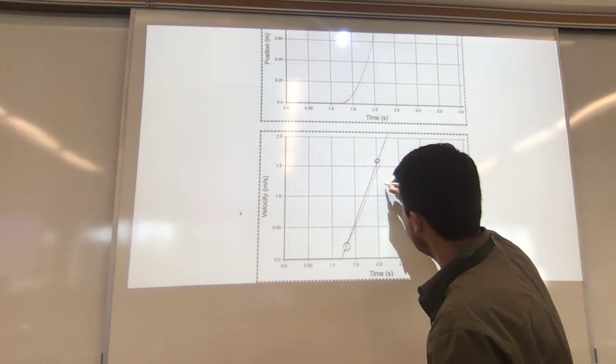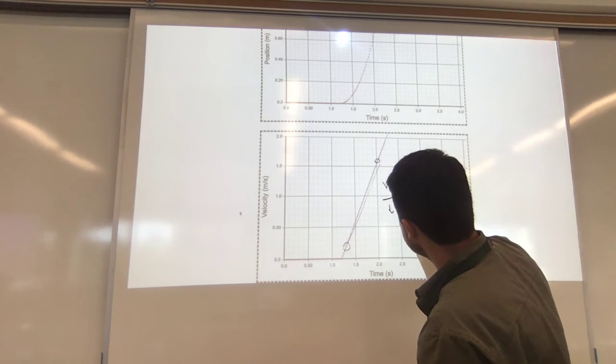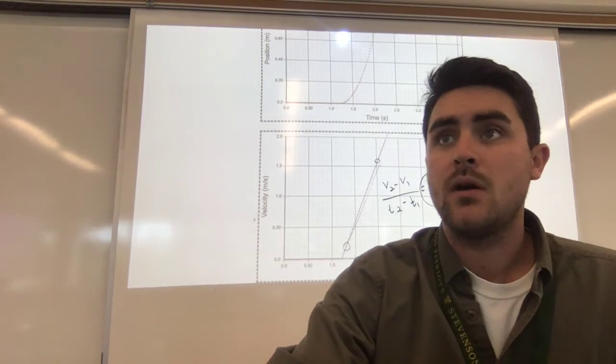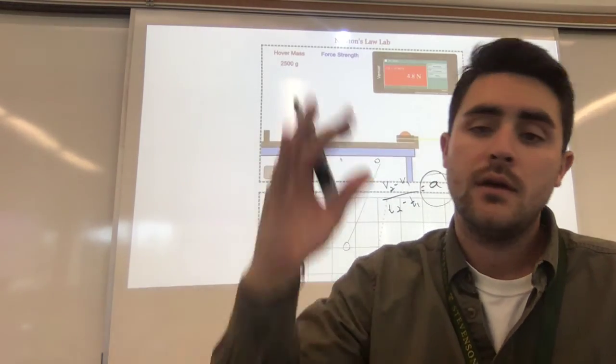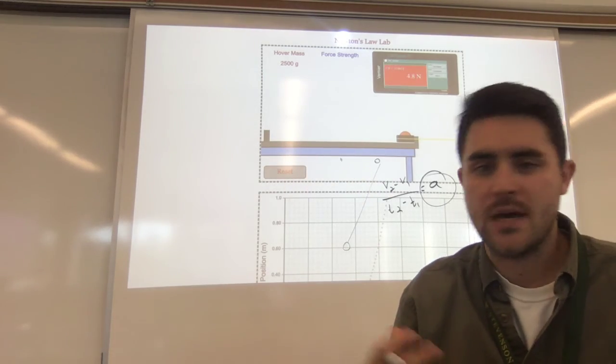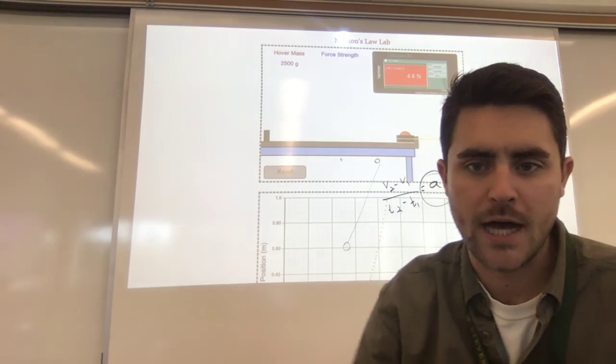We would say it's velocity 2 minus velocity 1 over time 2 minus time 1. That gives me acceleration. That goes in my data table along with 2.5 kilograms. That's one line of data. You're going to do that between 5 and 8 times to make sure you fill your data table up. Good luck. See ya.